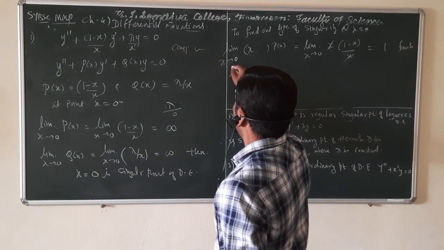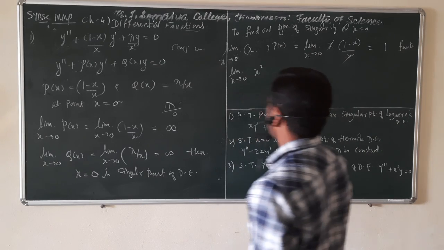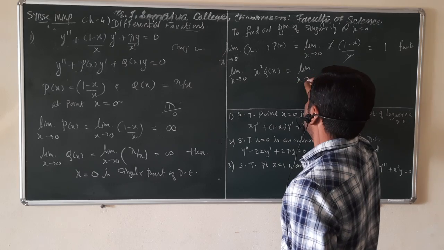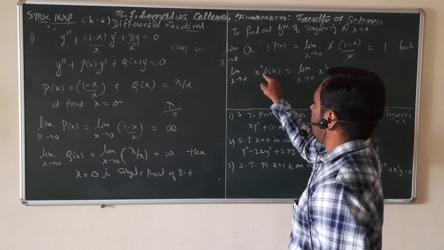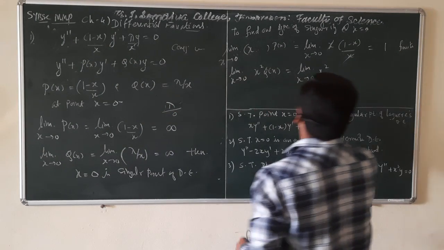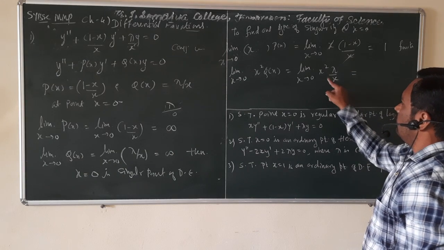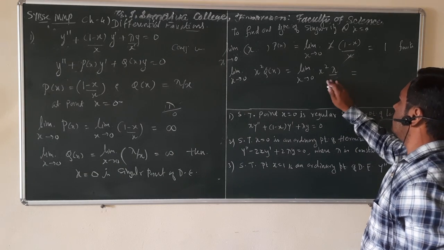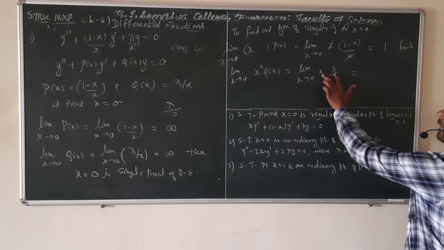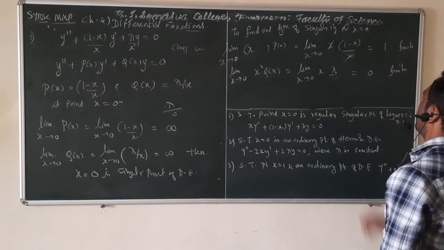Similarly, limit as x tends to 0 of x square q of x is equal to limit as x tends to 0 of x square multiplied by q of x, and q of x is lambda upon x. So x square upon x becomes lambda into x. If you put the value x is equal to 0, lambda into 0 is 0. So that is again finite.